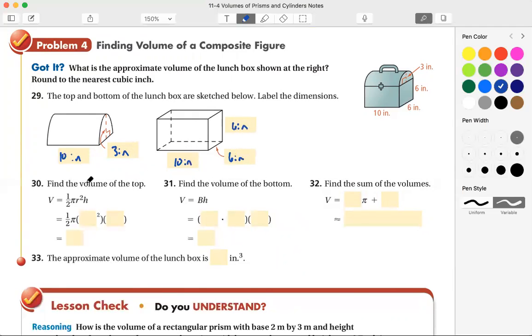The volume of the top is half of a cylinder, isn't it? So 1/2 pi r squared h. 1/2 pi times 3 squared times 10, which is 45 pi. The bottom is going to be 1/2 times 6 times 6 times 10, which is 360. So the sum of the two volumes is 45 pi plus 360, which is about 501.3716694. So the approximate volume of this lunchbox is 501 inches cubed.